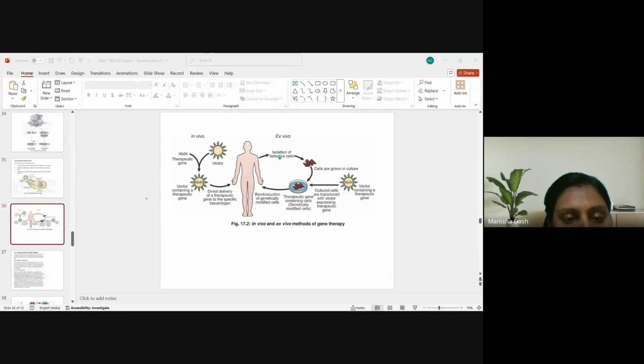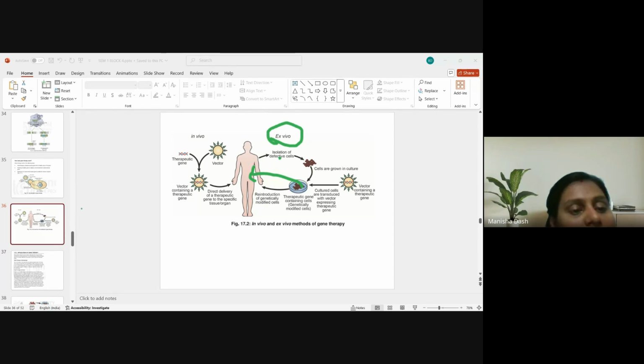The cells are grown in culture. The vector containing the therapeutic gene is integrated or infected into the cells that you are growing. The cultured cells are transduced with the vector expressing the therapeutic gene. The genetically modified cells containing the therapeutic gene are reintroduced into the human or the target organism. So this is how ex vivo therapy works, in the laboratory.